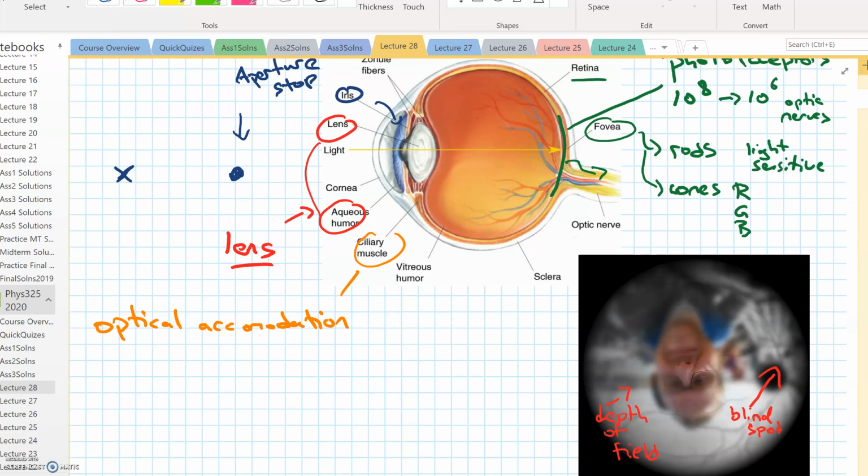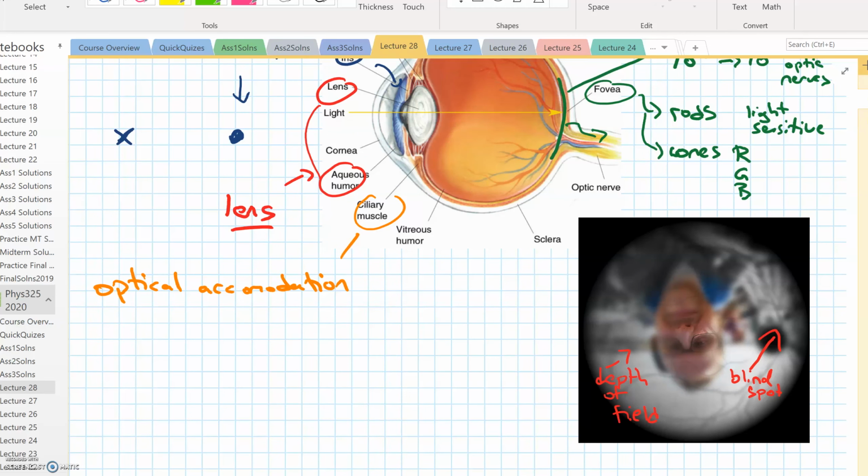When you're maximally relaxed, you have the weakest lens. And that means you're looking at images at infinity. When your ciliary muscles are as flexed, as tight as they can give, that gives you the highest radius of curvature. So let's think about how that actually works. Optical accommodation.